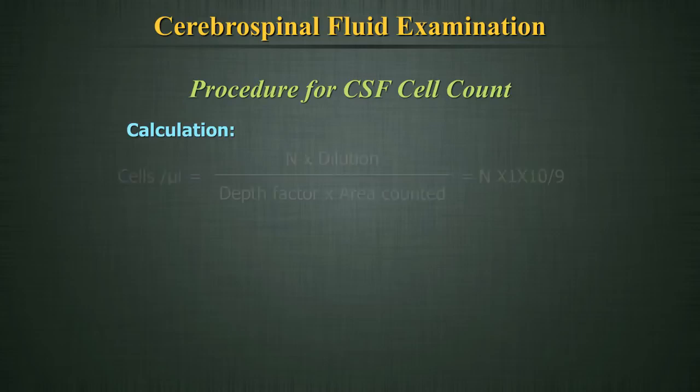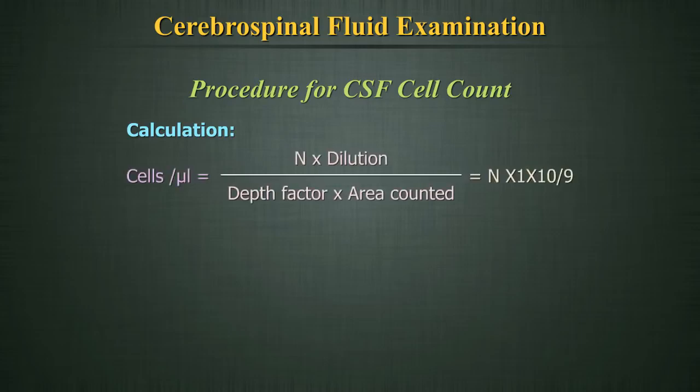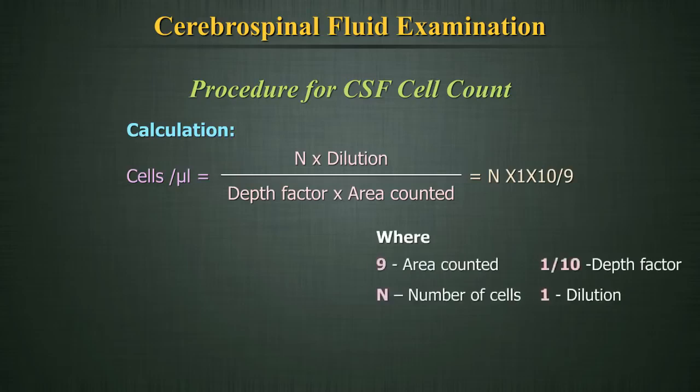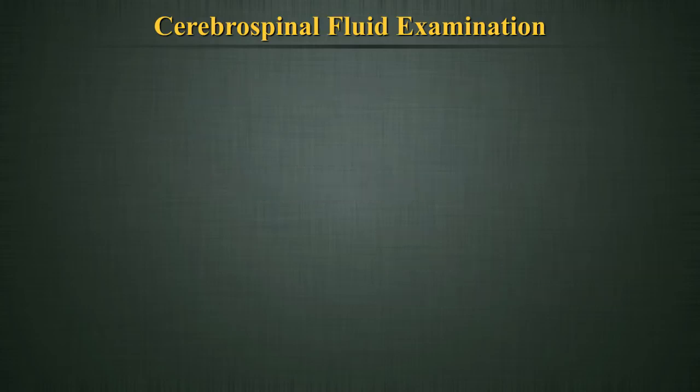Calculation: cells per microliter is equal to N into 1 into 10 by 9, where 9 is the area counted, N is the number of cells, 1 by 10 is the depth factor, 1 is the dilution.